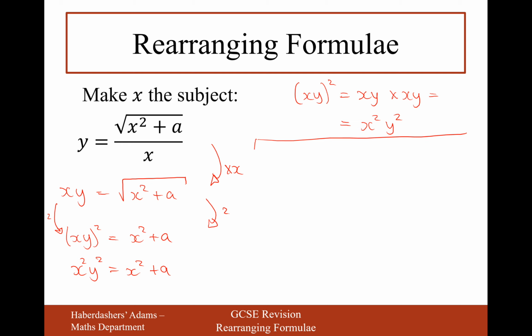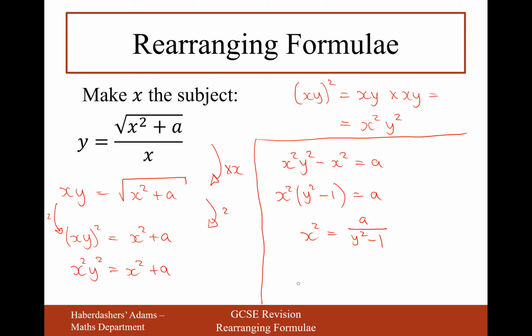Alright, we're now back on track for rearranging this formula. Let's now group the x squareds on the same side by subtracting x squared onto the left hand side, and then factorize out the x squared. I've got y squared minus 1 times x squared here, then divide by what's inside the bracket, so x squared equals a over y squared minus 1, and then square root both sides to get rid of the squared symbol, so plus or minus the square root of a over y squared minus 1. And there we are, that's the answer to this question.